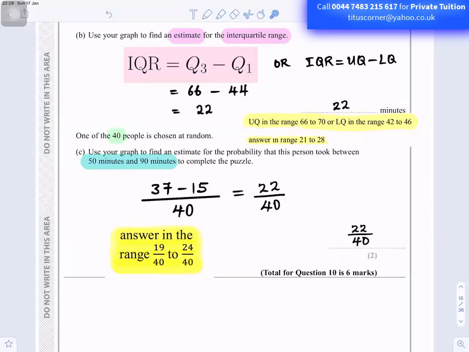Part C, use your graph to find an estimate for the probability that this person took between 50 minutes and 90 minutes to complete the puzzle. So you would get 37 minus 15 divided by 40, which is 22 over 40. And I'll show you how you get 37 and 15 on the graph.